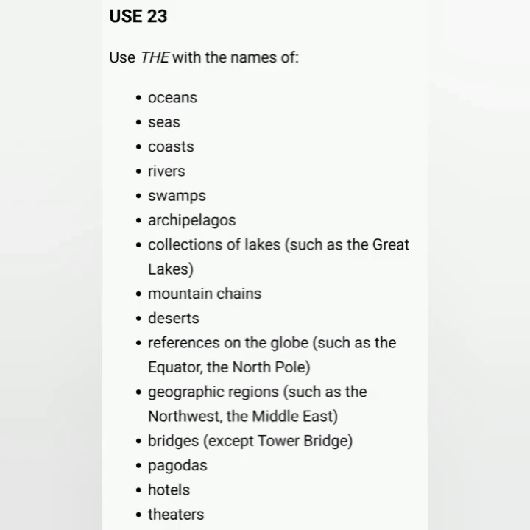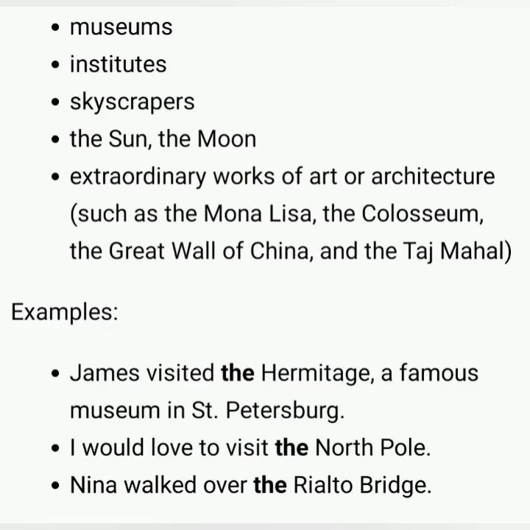Use the with the names of oceans, seas, coasts, rivers, swamps, archipelagos, collections of lakes, mountain chains, deserts, references on the globe, geographic regions, bridges, pagodas, hotels, theaters, museums, institutes, skyscrapers, the sun, the moon, extraordinary works of art or architecture such as the Mona Lisa, the Colosseum, the Great Wall of China, and the Taj Mahal.